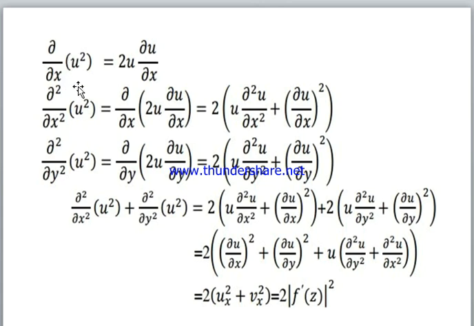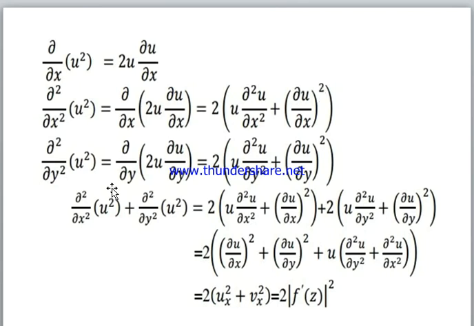First we have to find the first order derivative. Dou by dou x of u square is equal to 2u into dou u by dou x. Going to the second order, dou square by dou x square of u square, here we have to apply the uv dash plus vu dash formula. 2 is a constant outside, and u into the derivative of dou u by dou x is dou square u by dou x square, plus dou u by dou x into the derivative of u, which is dou u by dou x. So that's why we write dou u by dou x whole square.